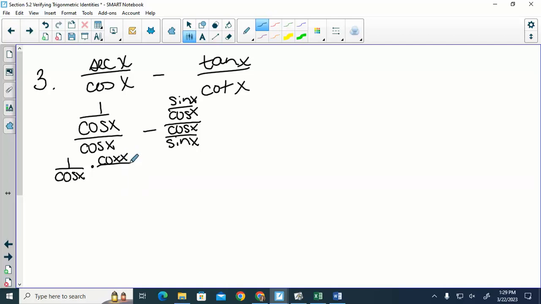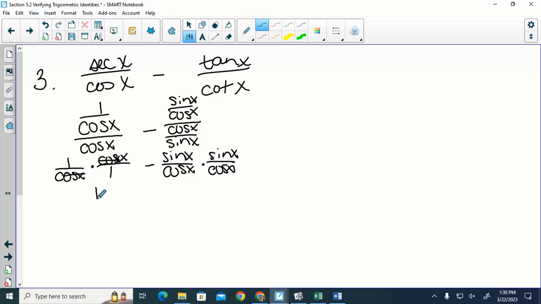So now, when you take 1 over cosine x times cosine x over 1, what happens? It's 1. So we get 1.